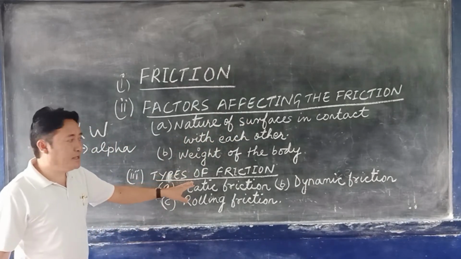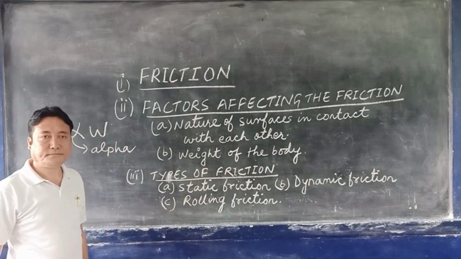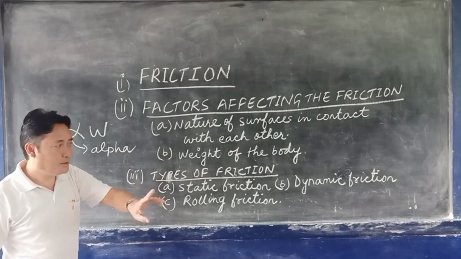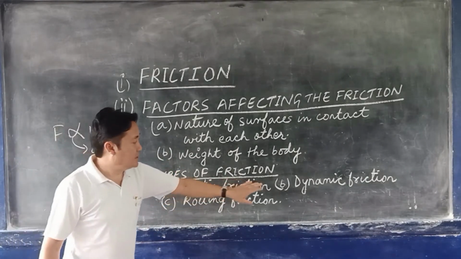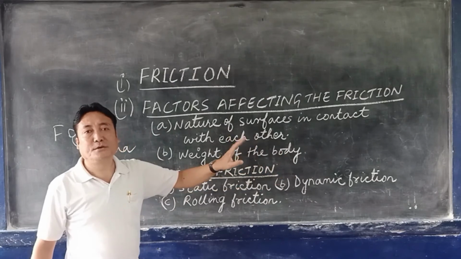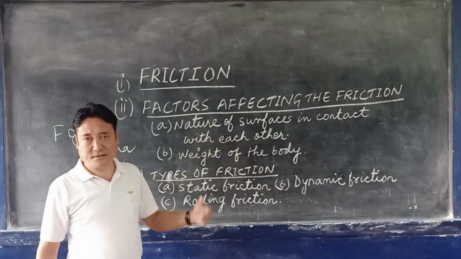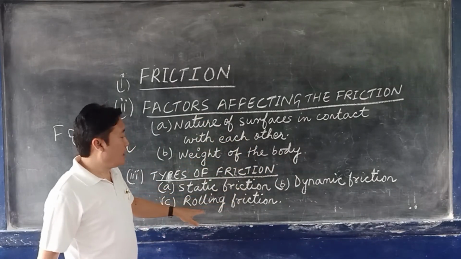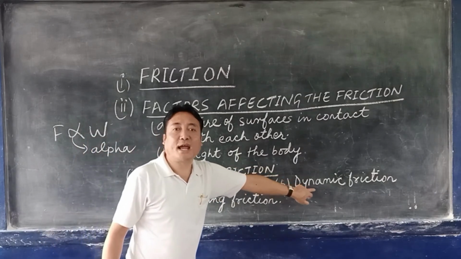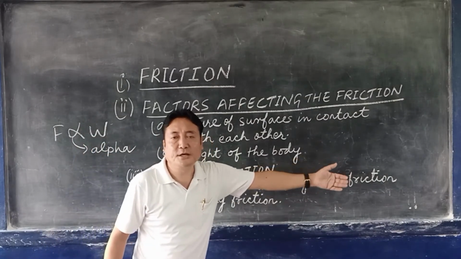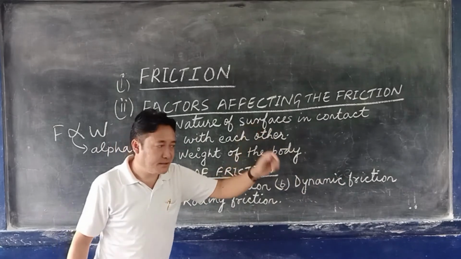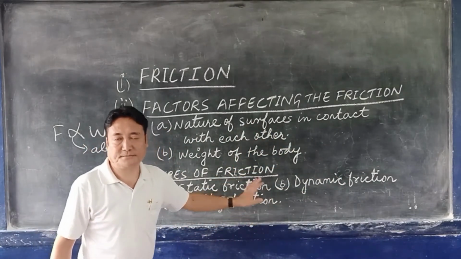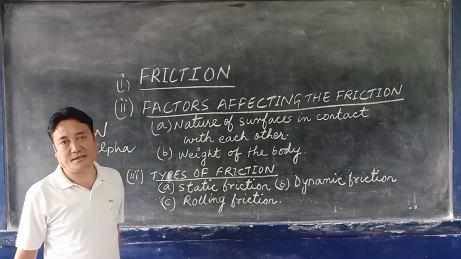Now the third one is types of friction. There are three types of friction. One is static friction. The second one is dynamic friction, or sliding friction, which we also call kinetic friction. And the third one is rolling friction. These are the three types of friction.